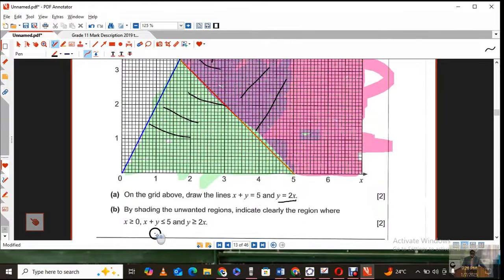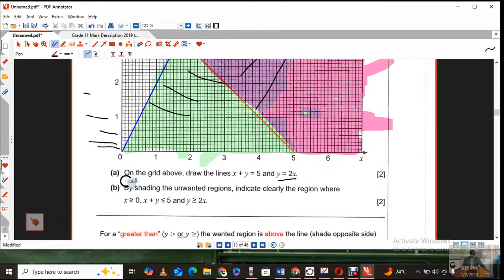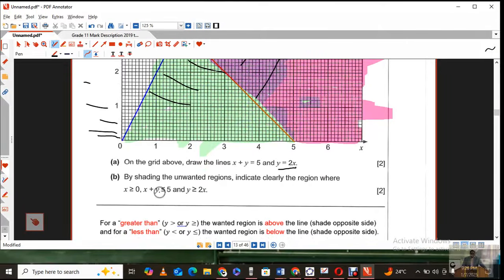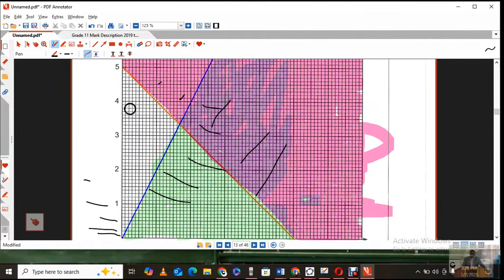Eventually, this one here, x is greater than 0. This is just x equals to 0. If you take the equation x equals to 0, the unwanted region would be this side, so there's no need for me to shade that. So the region that satisfies all of this is this region that is in white here.